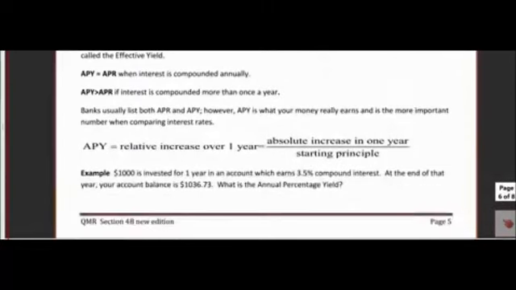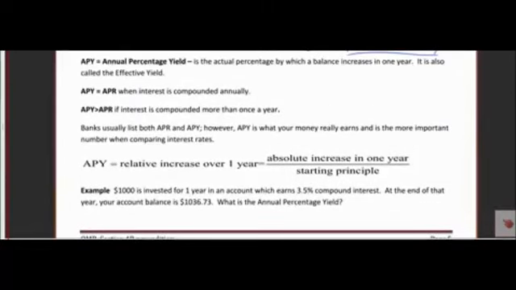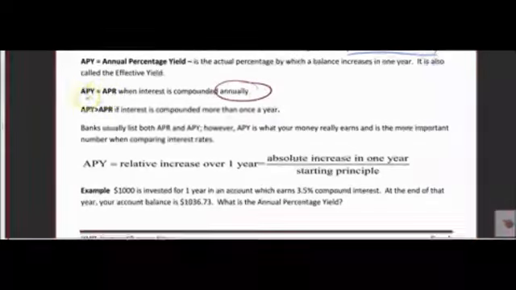All right, so let's talk about something called effective yield. This is something that a bank must disclose when they're offering a savings account at a particular percentage rate. They should disclose their annual percentage yield. And it's the actual percentage by which your balance increases in 1 year. It's also sometimes called the effective yield. Now, if you are calculating your interest one time a year, annually, then the APR that's stated is the APY, your annual percentage yield.